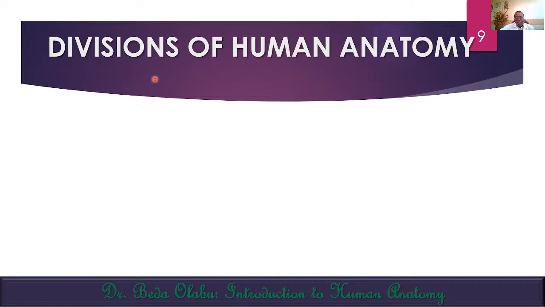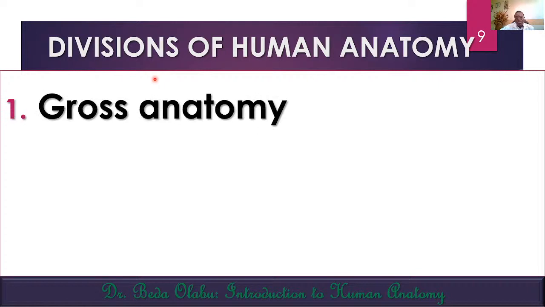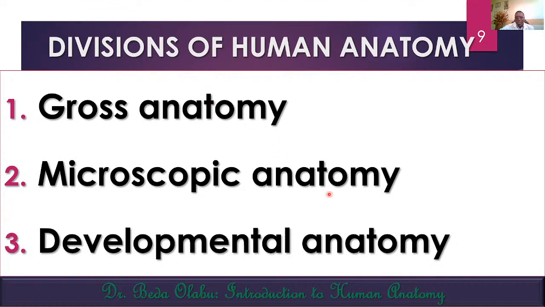There are three divisions of anatomy. The first one is gross anatomy. The second one is microscopic anatomy. And the third one is developmental anatomy. There could be other terminologies which are used to refer to the other two. For example, microscopic anatomy is commonly called histology, and developmental anatomy is commonly called embryology.